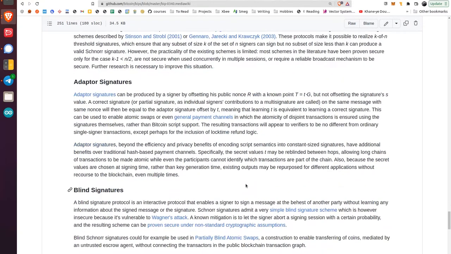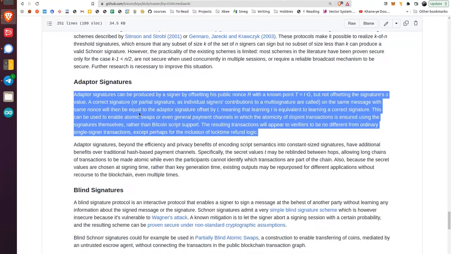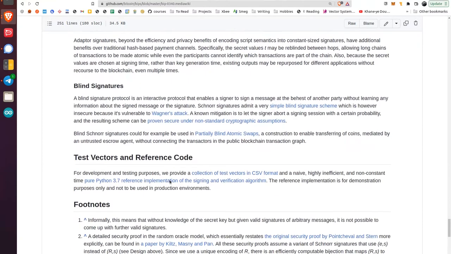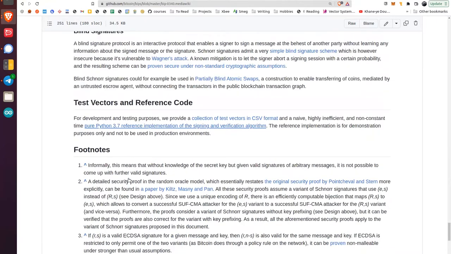Okay. Adaptor signature stuff is, I might get this wrong, but basically what Taproot is. It's like an adapter. I might be wrong about this, but I think I'm right. I'm going to hand wave over that. We'll get to what Taproot is in a second. And then it's got some test vectors and reference code. But this is all the Schnorr stuff.